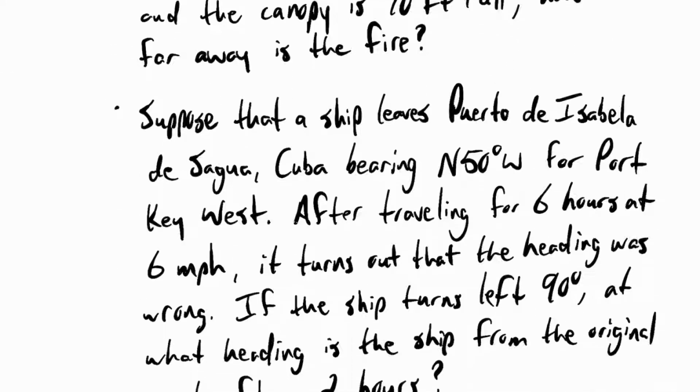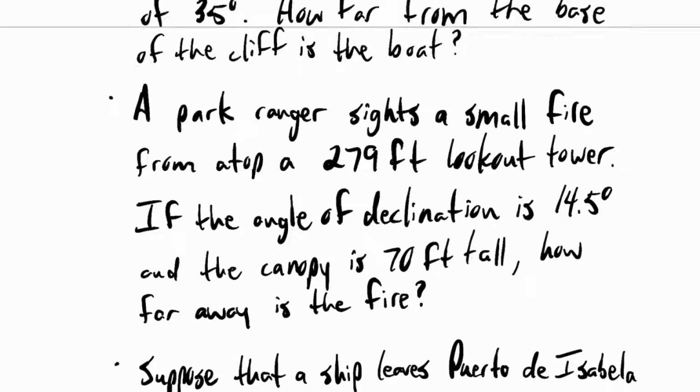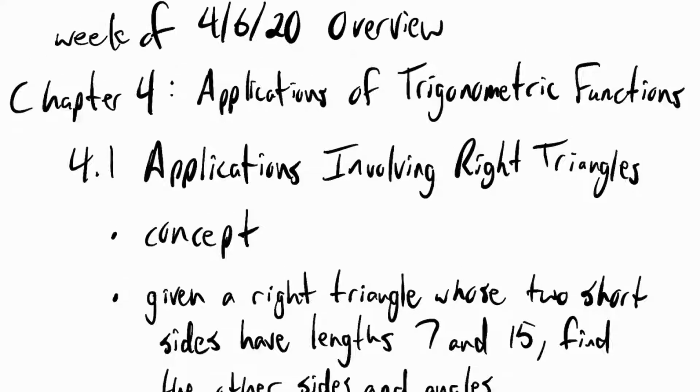And then we'll have an example of a ship traveling and what bearing they are on. So we'll have two just generic examples and then three application problems.